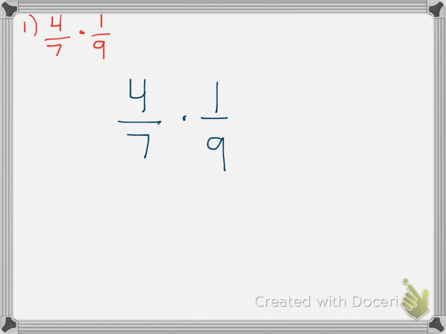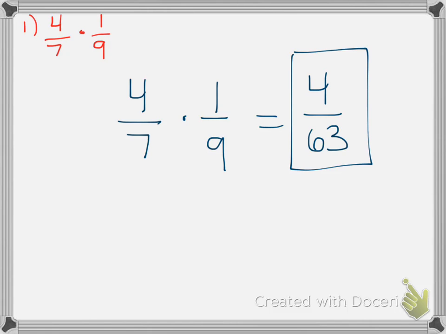So what you're really doing is you're multiplying 4 times 1. That gives you 4 for the numerator. And then multiply the bottoms. So 7 times 9 equals 63. So your final answer is 4/63, but you always want to double check to see if you can put it in lowest terms. So I look, is there any common factor of 4 and 63? And the only thing that's common would be 1. So this would actually be my final answer in lowest terms.